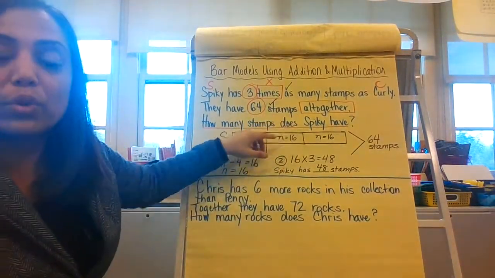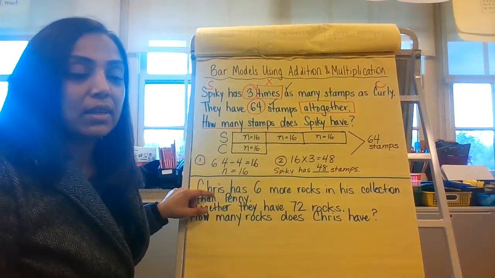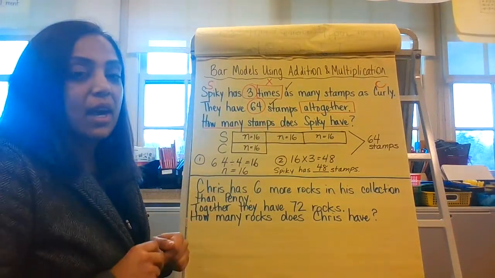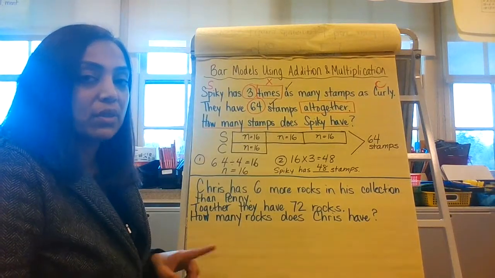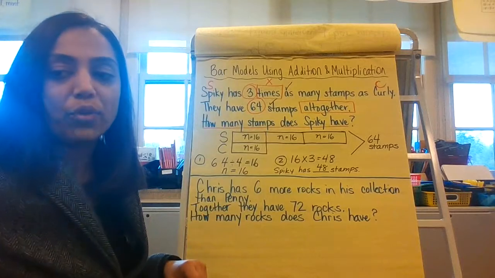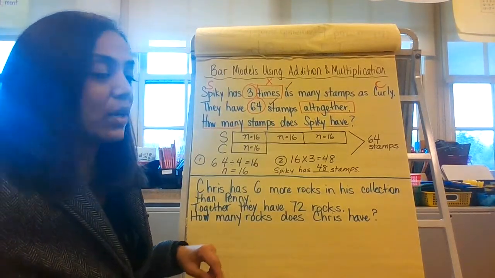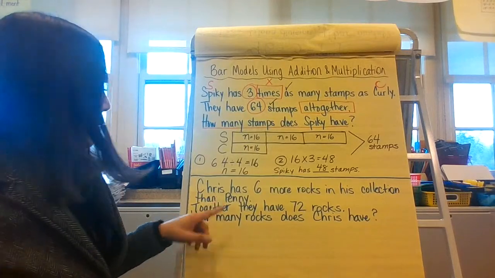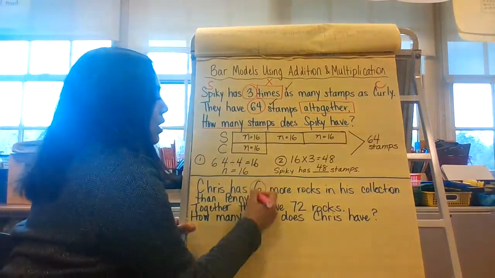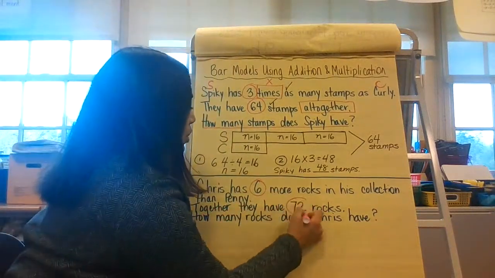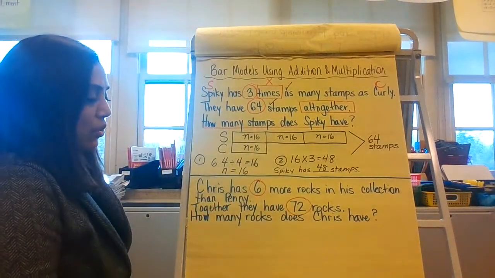How do we now use addition? So I'm giving you the answer because I wanted you to see that the addition bar model looks a little different than the one for multiplication. So let's take a look at this one and let's cube it again. Okay. So it says Chris has 6 more rocks in his collection than Penny. Together they have 72 rocks. How many rocks does Chris have?